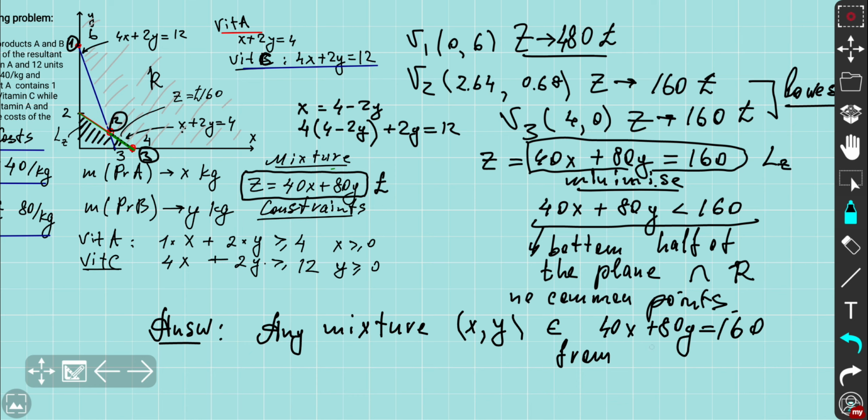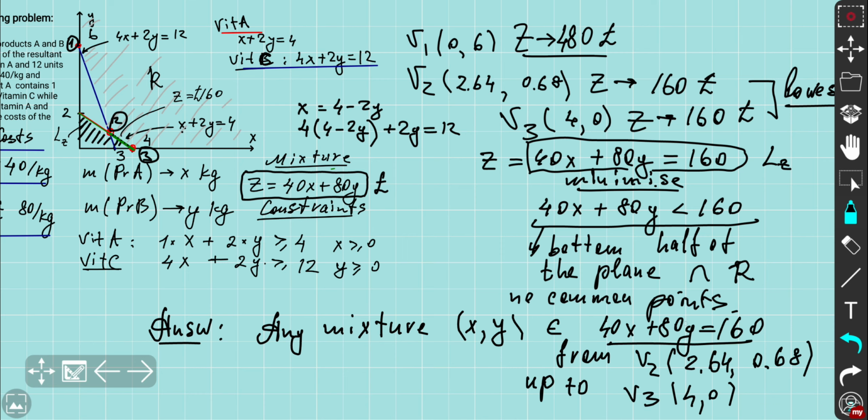from the top boundary, which is vertex 2, roughly the point 2.64 and 0.68, up to vertex 3 with coordinates 4 and 0. Okay, so that's going to be a solution.